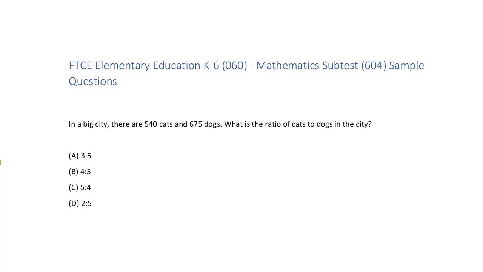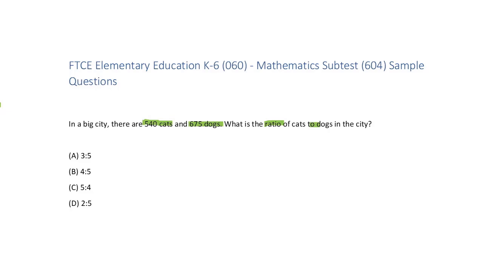In a big city, there are 540 cats and 675 dogs. What is the ratio of cats to dogs in the city? Answer choices A, 3 to 5, B, 4 to 5, C, 5 to 4, or D, 2 to 5. We notice in the question that we are referring to 540 cats and 675 dogs. We are trying to find the ratio of cats to dogs. So that tells us that cats will be the first number represented in the ratio and dogs will be the second number in the ratio.